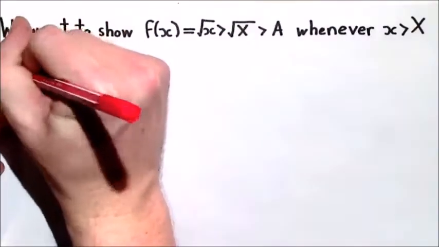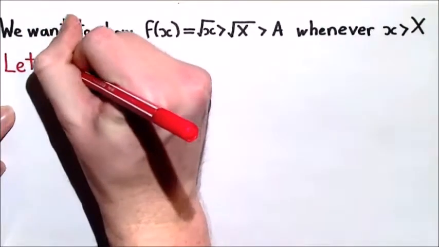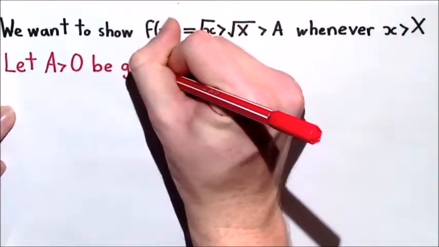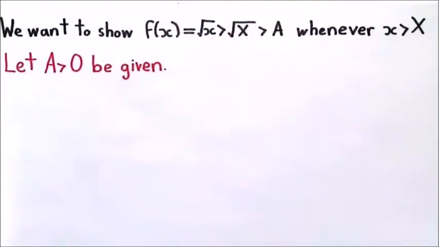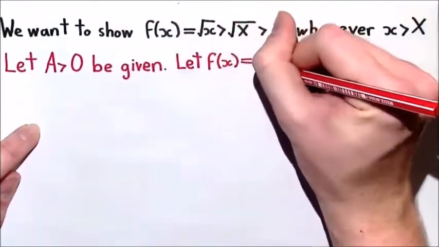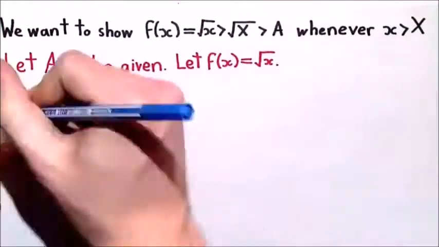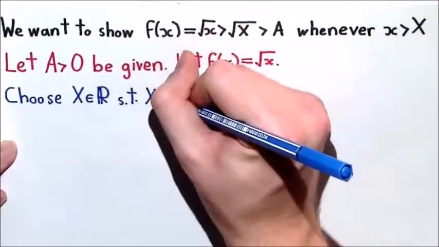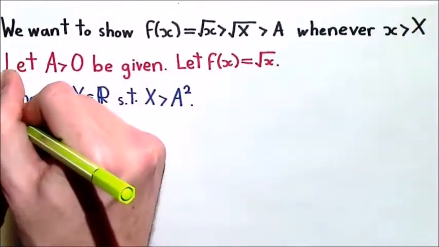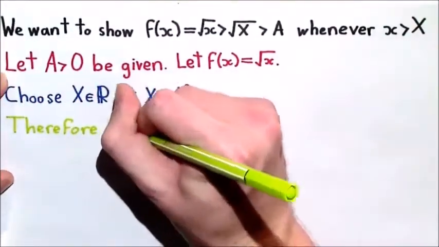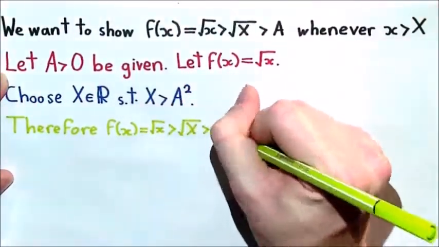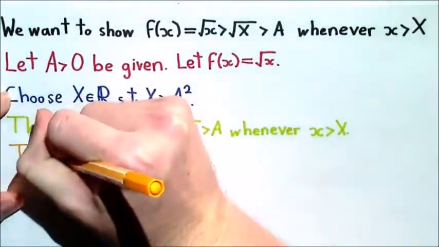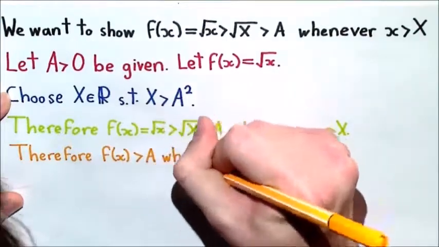The first thing you should always write out is, let a greater than 0 be given. This basically states that someone is giving us a value a, and we have no say in what it is. Then you write out, let f of x be equal to the square root of x. As we want the square root of our big X to be greater than a, let's choose our big X to be bigger than a squared. Therefore, f of x is equal to the square root of little x, which is greater than the square root of big X, which is greater than a, whenever little x is greater than big X. Therefore, f of x is bigger than a whenever little x is bigger than big X.